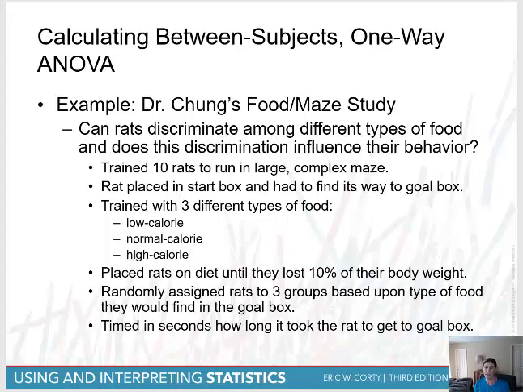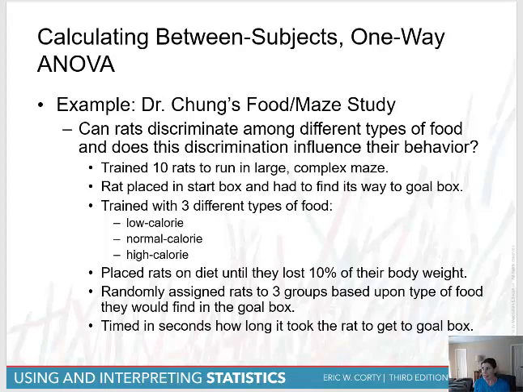So the example that your text uses is this food maze study. Dr. Chung is interested in whether food can help really motivate these rats to find the end of a maze, okay? So they've got 10 rats total, and Dr. Chung randomly assigns these rats to 3 treatment conditions. There's a low-calorie condition, a normal calorie condition, and a high-calorie condition.